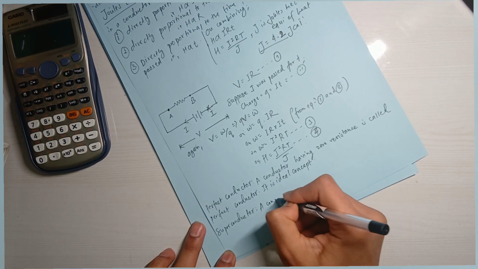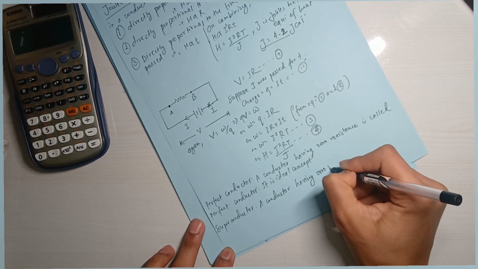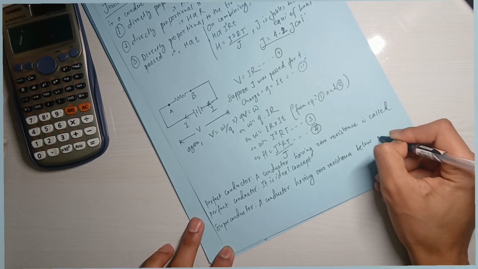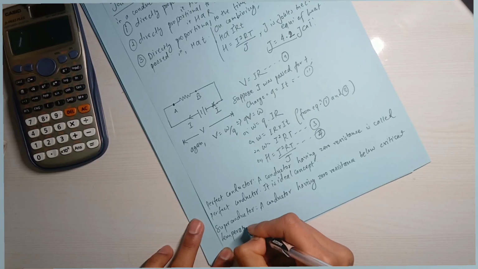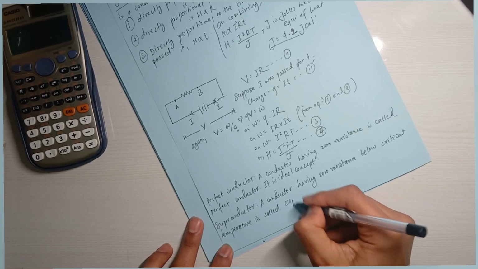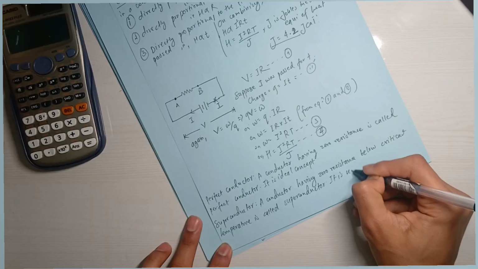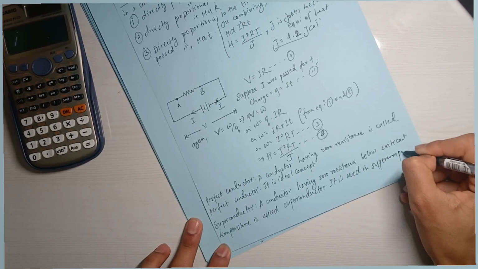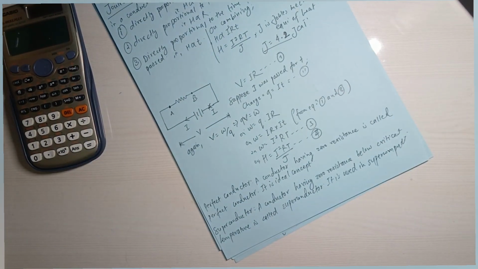However, a conductor having zero resistance below the critical temperature is called a superconductor. It is used in supercomputers now. That's what you need to remember, and that is all you need. It won't be asked any more than that.